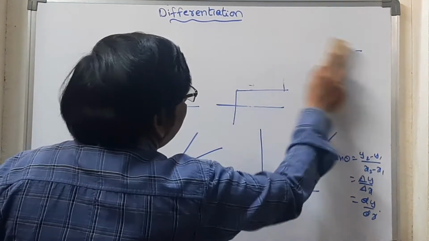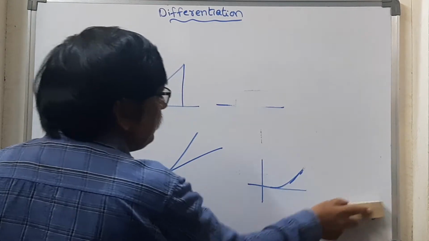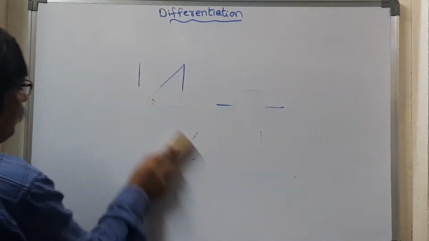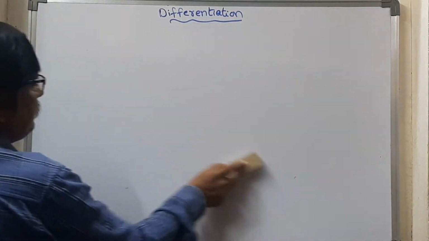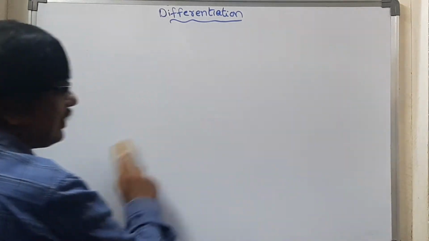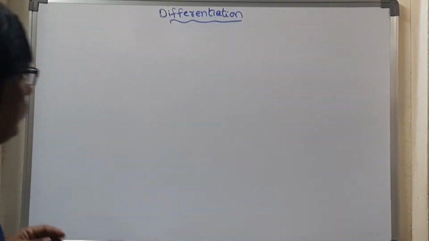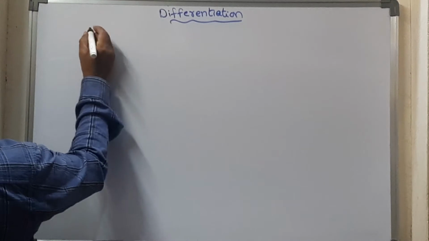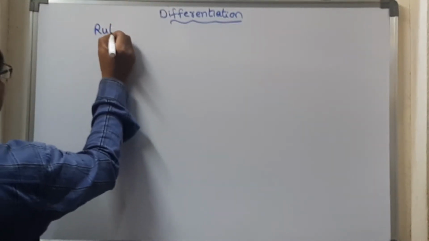So here now, what is meant by differentiation, those all things we have learnt. Now let's discuss what the rules of differentiation are. Okay? The rules we will discuss. And what are the rules? These are the most important rules.